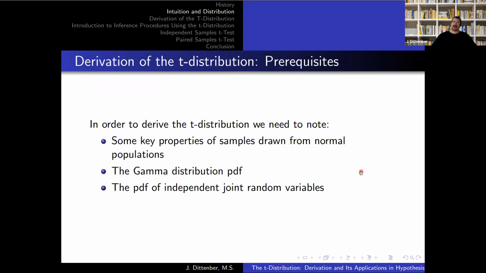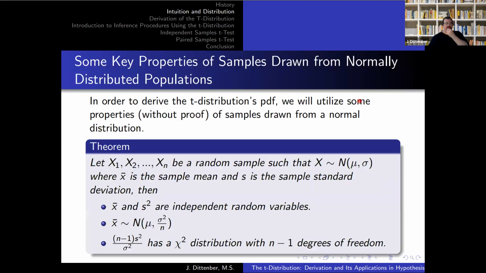Now, in order to derive the t distribution, which is what I want to do, I'm going to need some key properties of samples drawn from normal populations. Then I'm also going to need the gamma distribution PDF. We're going to take a look at that. And then we're going to use a theorem about the PDF of independent joint random variables in our derivation. Okay, so first of all, the properties of samples drawn from normally distributed populations.